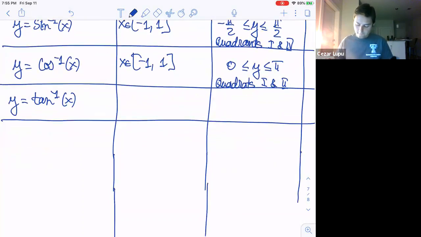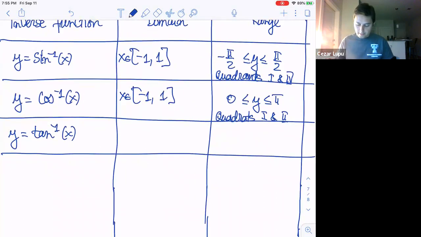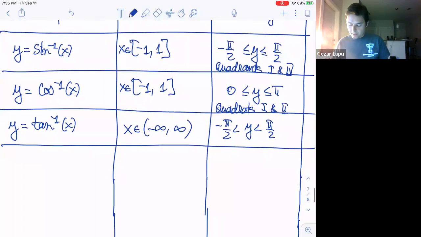Now let's take y is the tangent inverse of x. Well, x will be between negative infinity and infinity. And the values of y will be between negative pi over 2 and pi over 2. And this will be again quadrants 1 and 4.